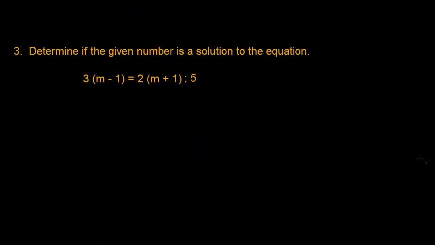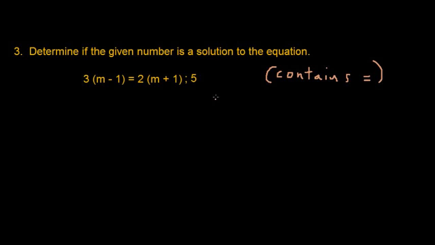The final problem wants us to determine if the given number is a solution to the equation. Below this they have 2 algebraic expressions. There's 3 times the quantity m minus 1, and another algebraic expression is 2 times the quantity m plus 1. There's an equal sign in between those two, and then also there's a semicolon and then the given number 5. So what does equation mean? Equation, as you might guess, contains an equal sign. And so an equation is just 2 algebraic expressions separated with an equal sign, which is what we have here.